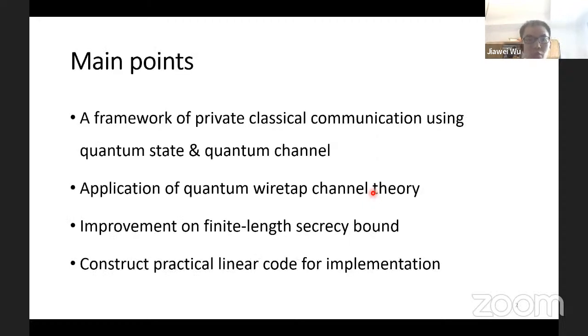In this work, we propose a framework of private classical communication using quantum states and quantum channels. In this framework, we will apply quantum wiretap channel theory, and we will improve the finite-size secrecy bound. The finite-size secrecy bound was achieved by constructing a practical linear code, and this can be implemented efficiently.